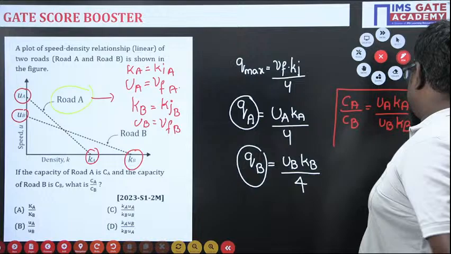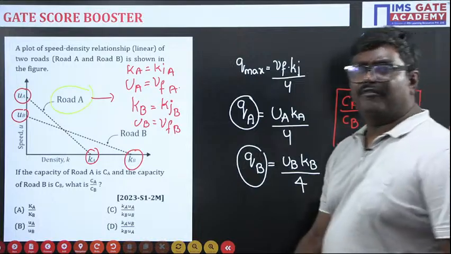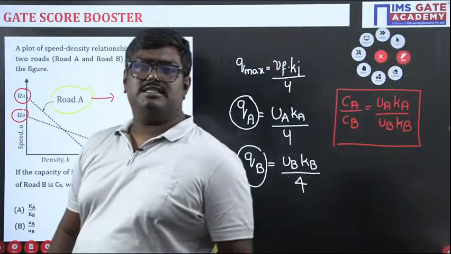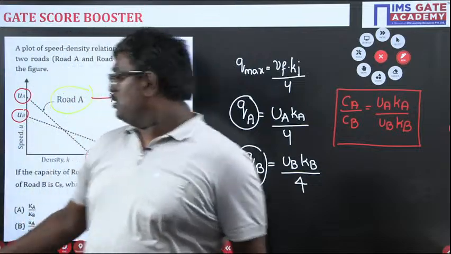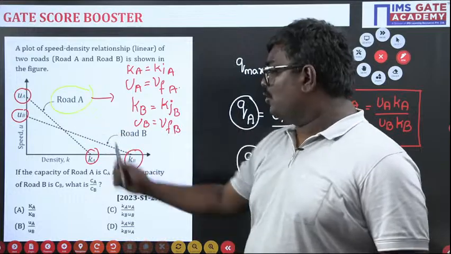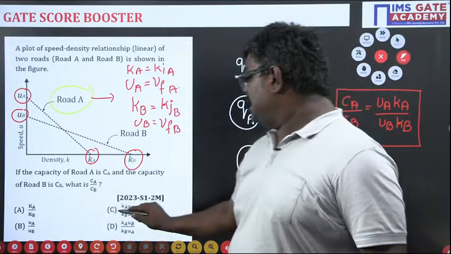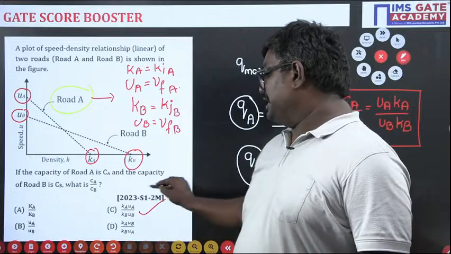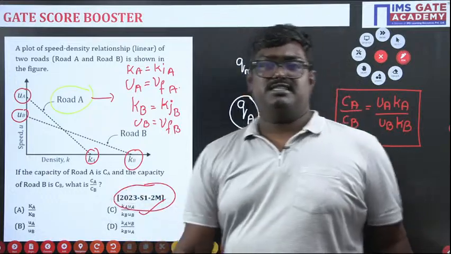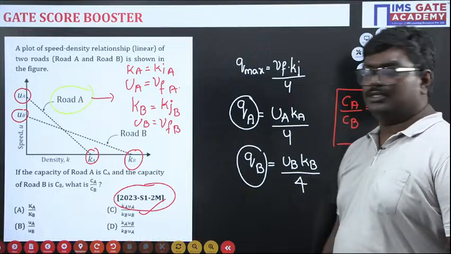So this is the traffic capacity ratio for the figure shown, for road A and road B. So the option here is Ua into Ka upon Ub into Kb. So this was a GATE 2023 question. It's a very important question, see students.